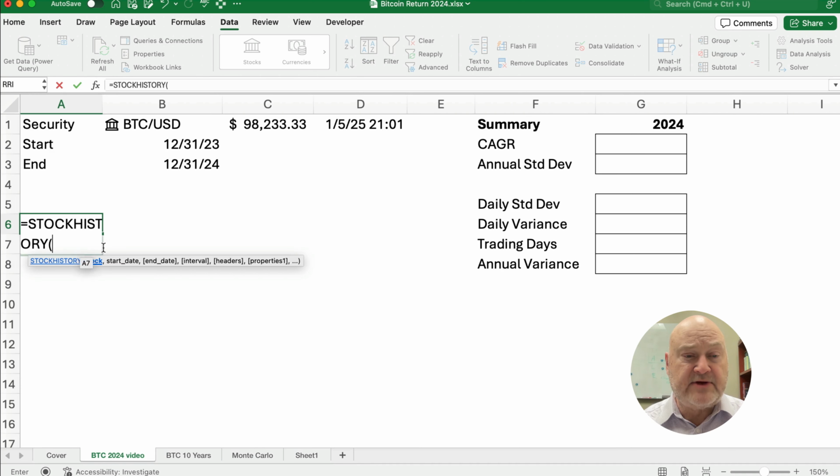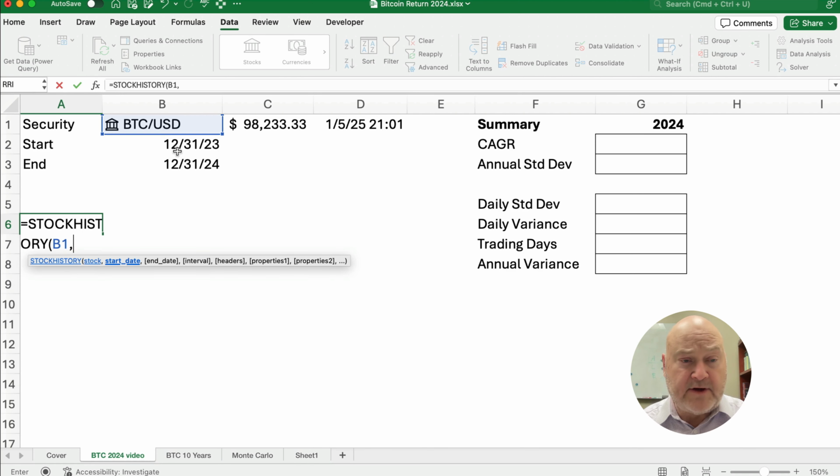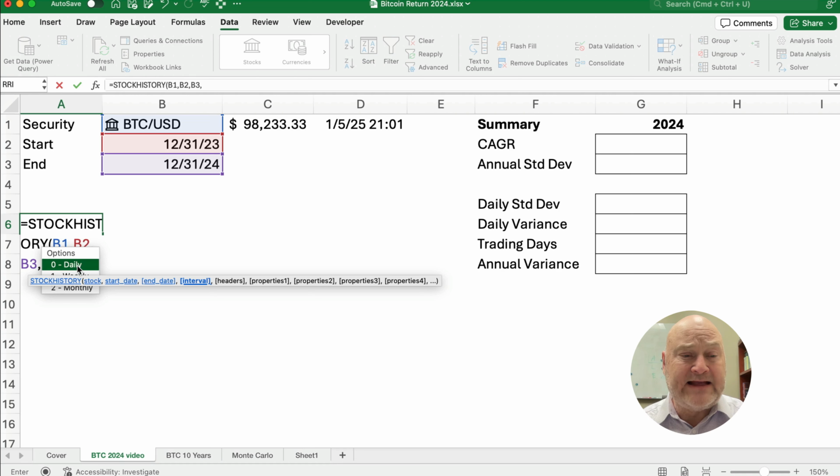So stock history, and then we want to point to the stock, and that's Bitcoin. I'm going to do a comma, and then the start date is 12/31. The end date is going to be 12/31/23. The first date is in 23, the last date is in 24. And then what do we want here? We want daily, so I'm going to put 0 here. I want this one.